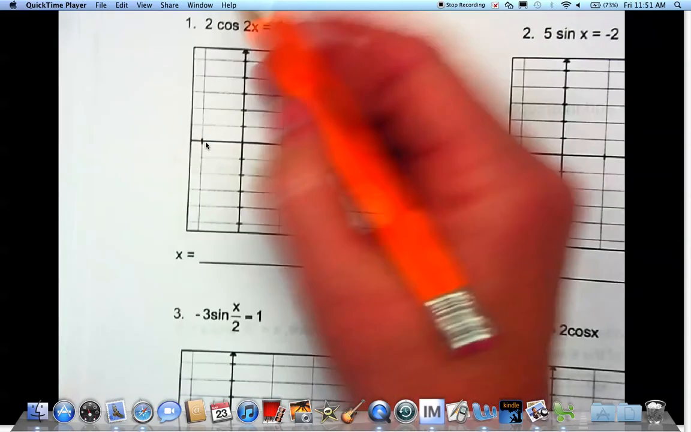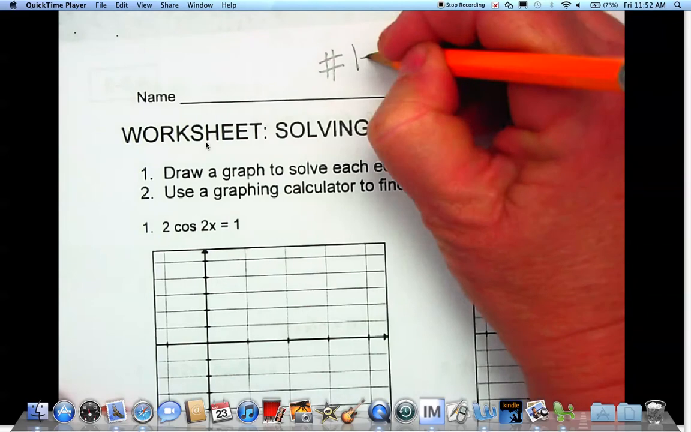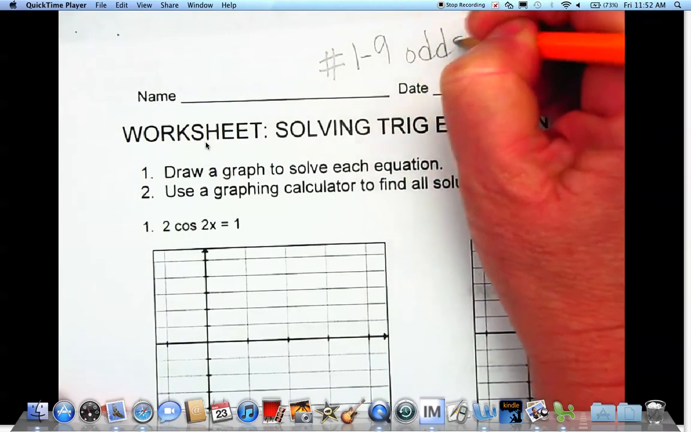All right. We're going to do numbers 1 through 6, and even better than that, 1 through 9 odds.